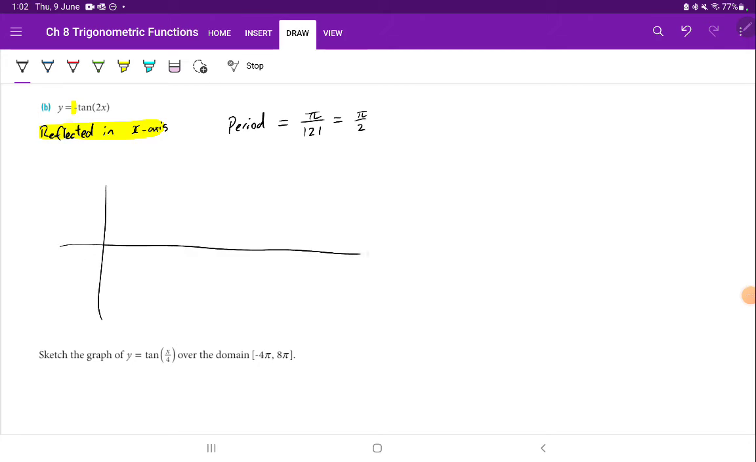So our first x-intercept is going to be at 0. The next one's going to be at pi on 2. The one after that, pi on 2 plus pi on 2 is just pi. And we might do one more at 3 pi on 2. The asymptotes are going to appear halfway in between. Halfway in between pi on 2 and 0 is pi on 4. Halfway between pi on 2 and pi is 3 pi on 4. Halfway between pi and 3 pi on 2 is going to be 5 pi on 4. Draw my asymptotes in.